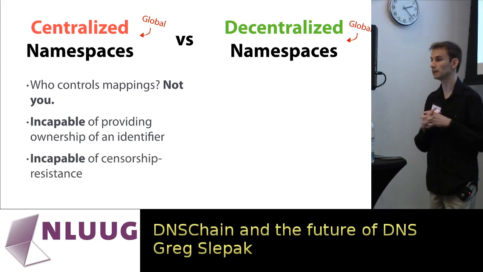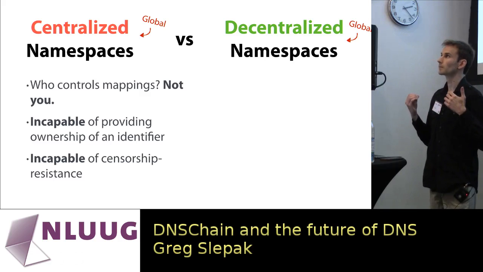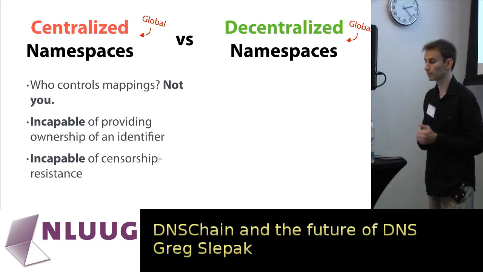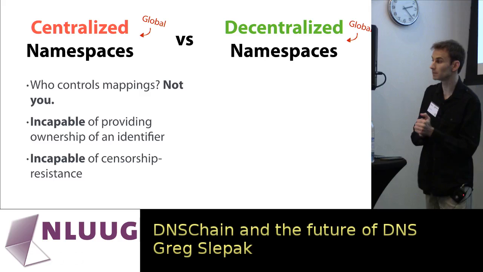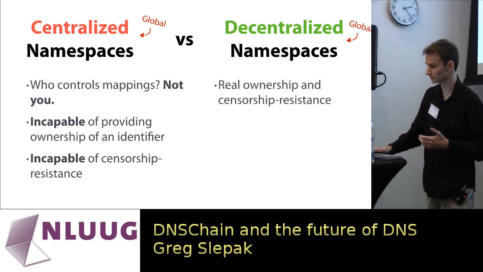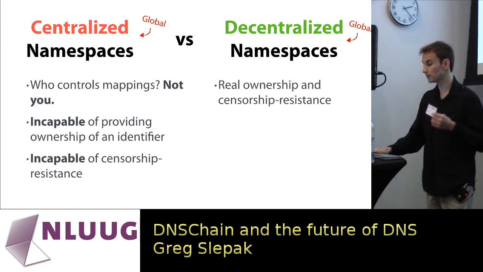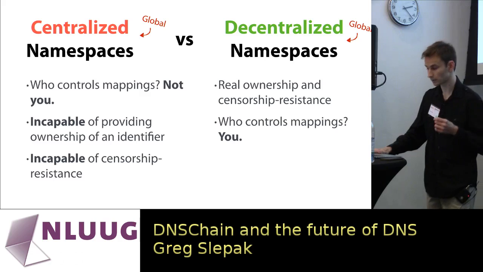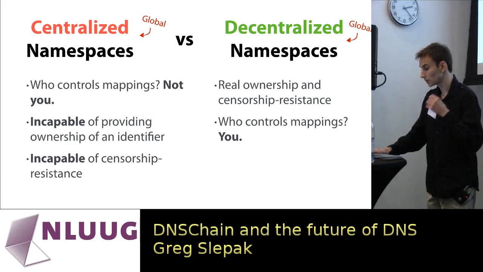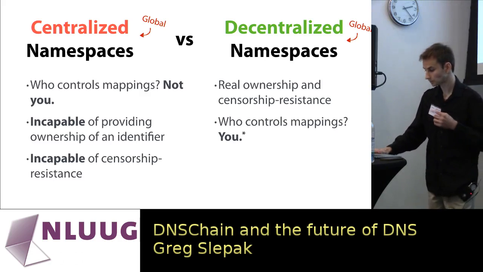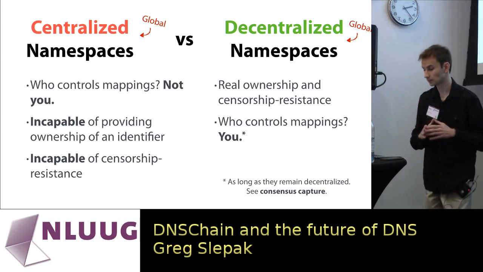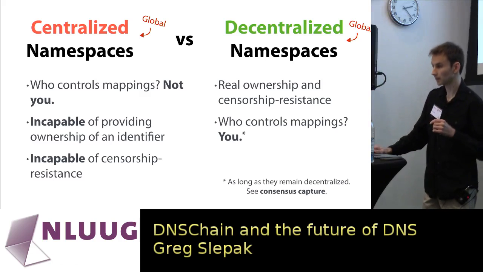Censorship resistance is the idea that it's resistant to censorship from any one entity. Well, obviously, one entity controls the namespace, so it can censor the namespace. Decentralized namespaces, on the other hand, provide censorship resistance and, because of that, ownership. So who controls the mappings? You do. That is, as long as they remain decentralized. We're going to talk about that. Call it consensus capture.